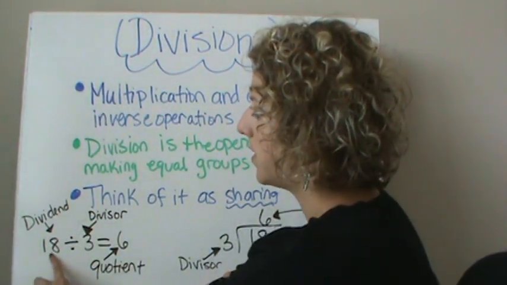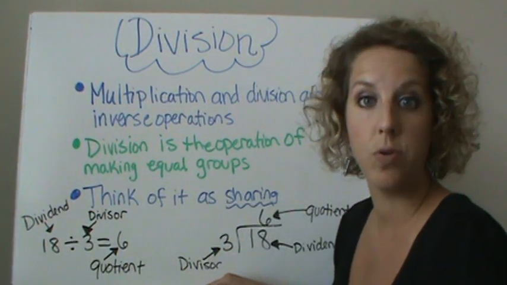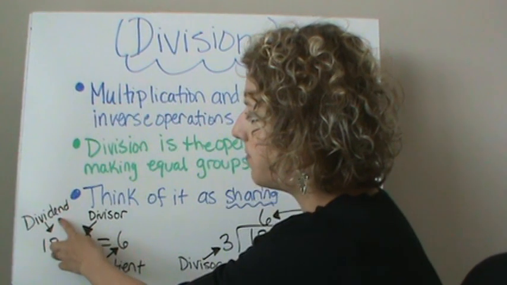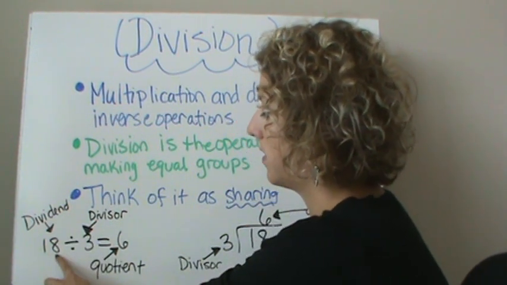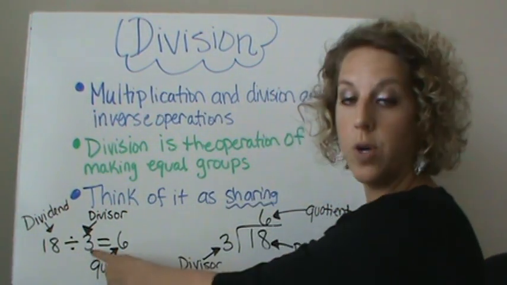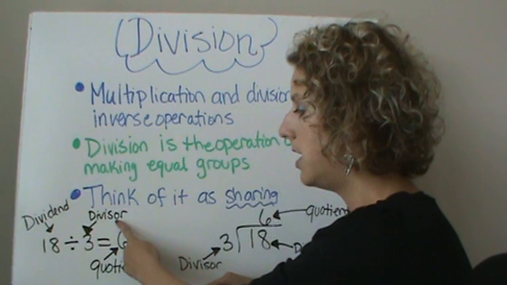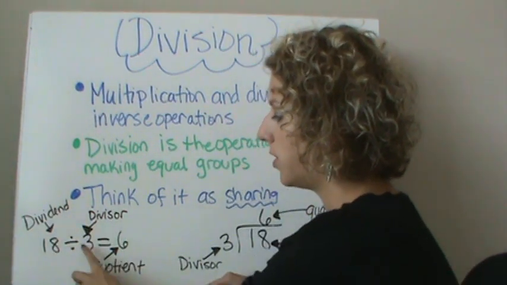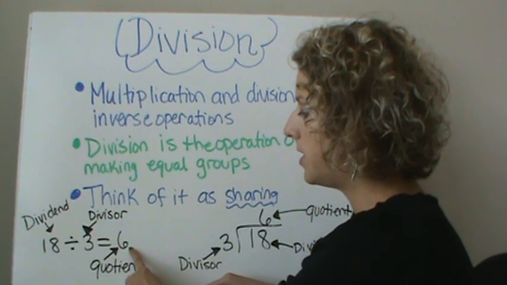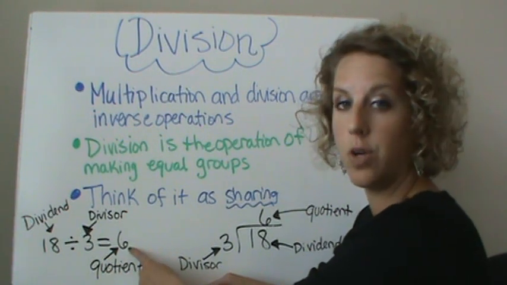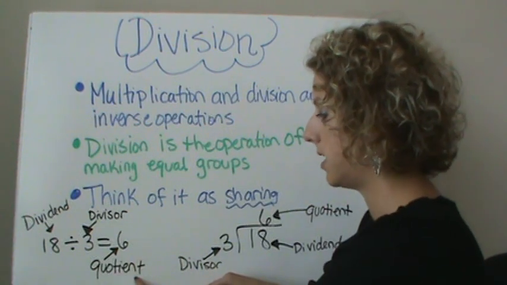The first number that you start with, so if you start with 18 Fruit Loops and you divide it, that's called your dividend. That's how many you start with. The number of groups that you divide it into is called your divisor. So if you want to divide 18 Fruit Loops into 3 groups, you would know that there are 6 in each group. And the answer to a division problem is called the quotient.